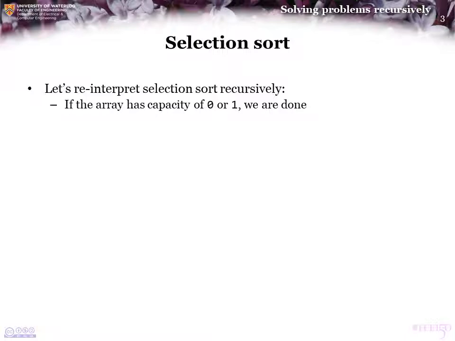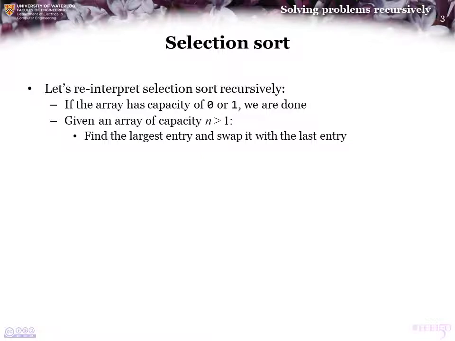So the base case is if the array has a capacity of 0 or 1. In that case, we're done, so we can just return. However, let's say we have an array of capacity n where n is greater than 1. What we're going to do is we will find the largest entry and swap it with the last entry in the array. Then we can just call selection sort on the first n-1 entries. Well, let's implement this and we'll discuss it.